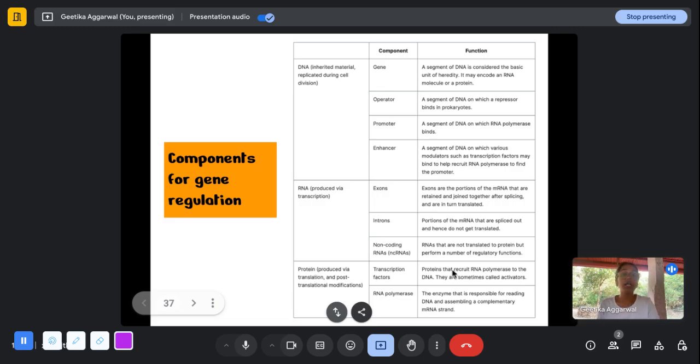So the proteins that play a role in the central dogma are actually transcription factors. As we discussed, transcription factors are proteins that recruit the RNA polymerase enzyme to the DNA. They're also called activators. And there is RNA polymerase, which is the central enzyme responsible for transcribing the DNA into the complementary mRNA strand. So it reads the DNA and forms the complementary mRNA strand. So these are the components that play a role in gene regulation.